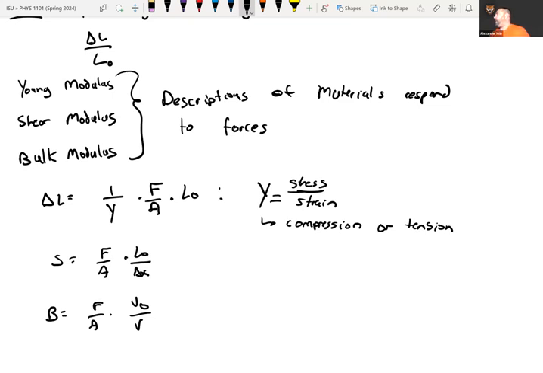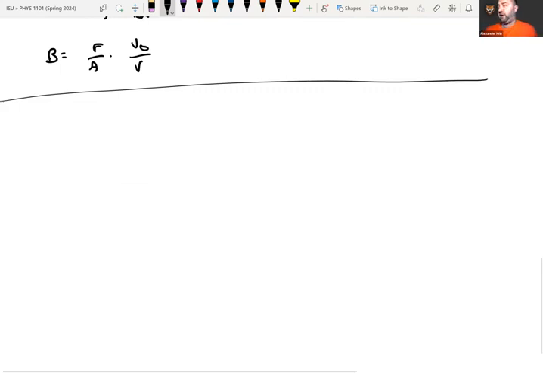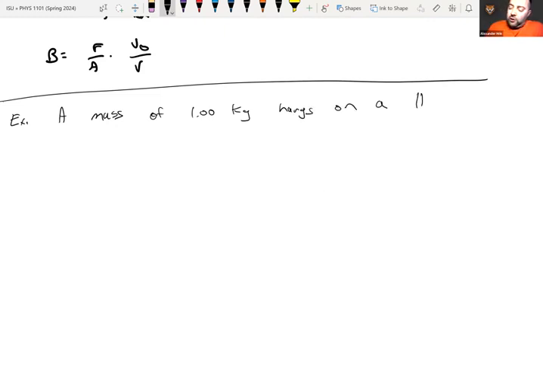Okay, so what I want to do is talk about a couple of examples that involve forces on springs. So example 1. You do something like this: a mass of 1.00 kilograms hangs on a Hookean spring. And this is a term you'll see. Basically, when you see Hookean spring, it means it obeys Hooke's law.